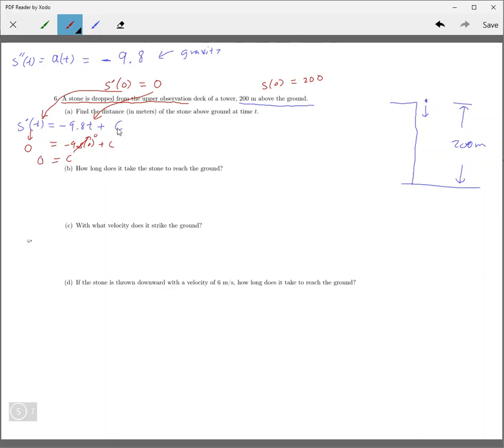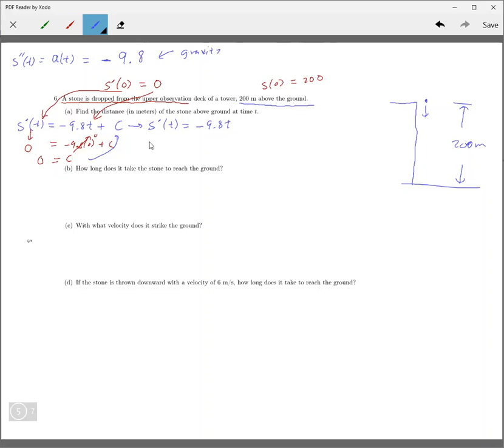And this constant right here, by the way, is also known as v sub 0. Usually when you're doing this kind of problem, this is v sub 0, the initial velocity. The initial velocity is 0. It's just dropped. It's not thrown in any direction. So v0 is 0, which is this c here. So when we plug that in, the velocity is negative 9.8 t.